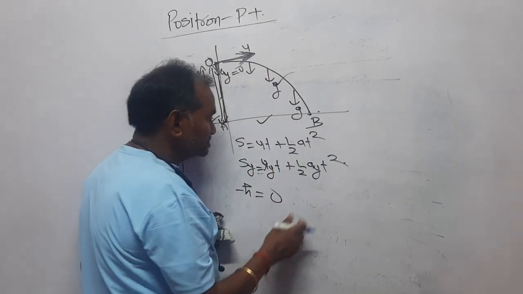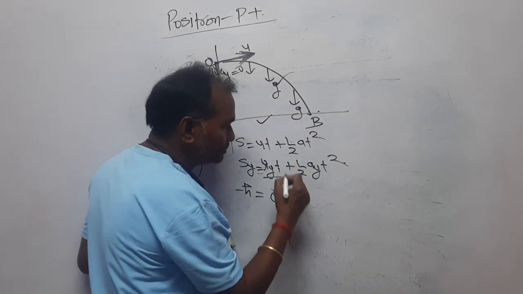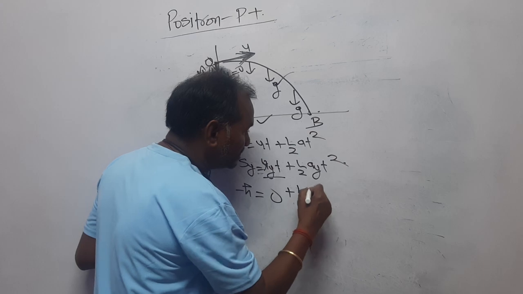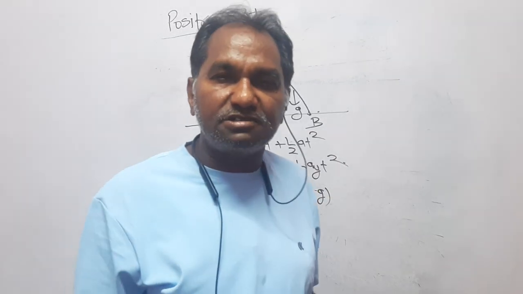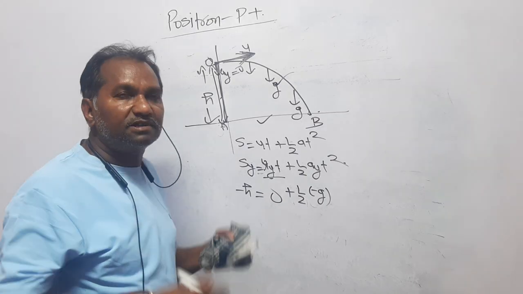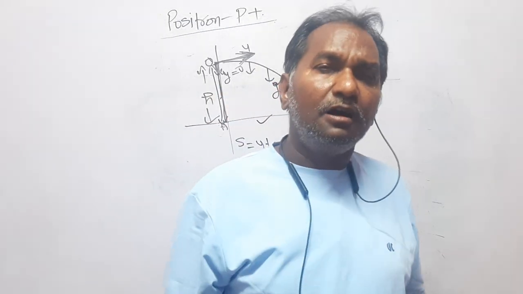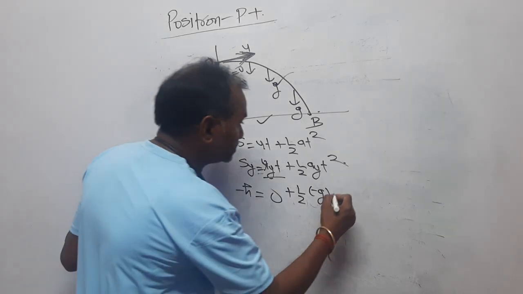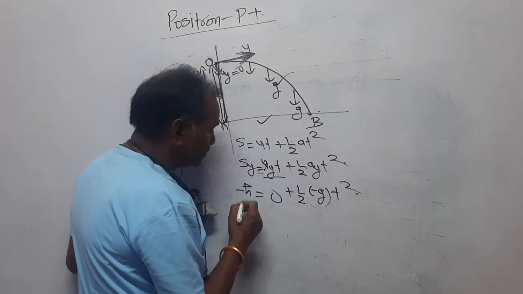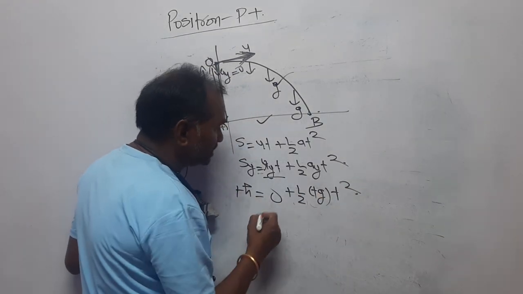So ui is 0, so it turns out to be 0. Half ay, that is the acceleration due to gravity. Vertical acceleration is the acceleration due to gravity, that is always considered negative, whether the body is going upward or downward is immaterial, into t square. And now this minus will be cancelled, dear student.